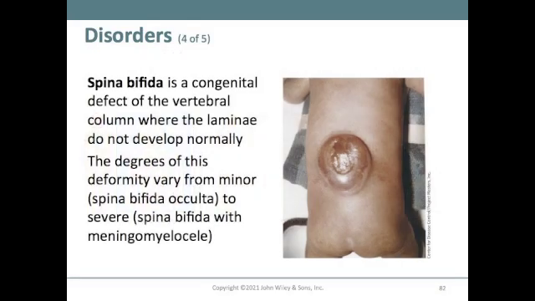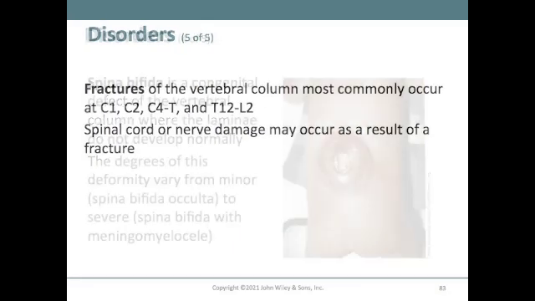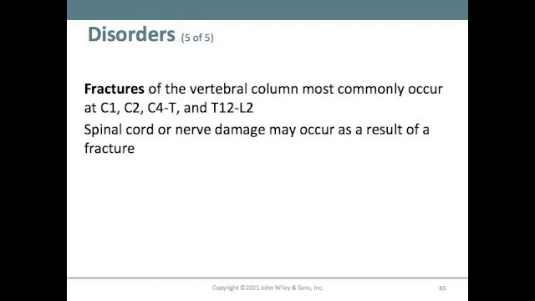So there you go. Spina bifida is a congenital defect of the vertebral column where the laminae do not develop normally. The degrees of this deformity are very minor to severe. And you can see a picture of it. Fractures, that's another, what your book is calling a disorder. Fracturing your back or breaking your back.